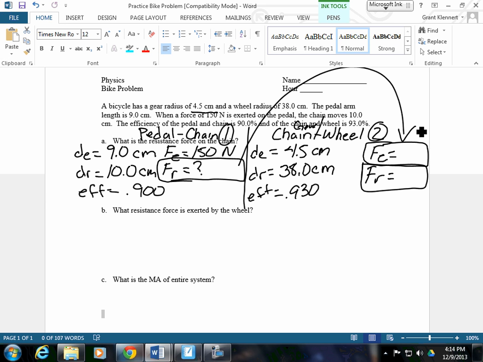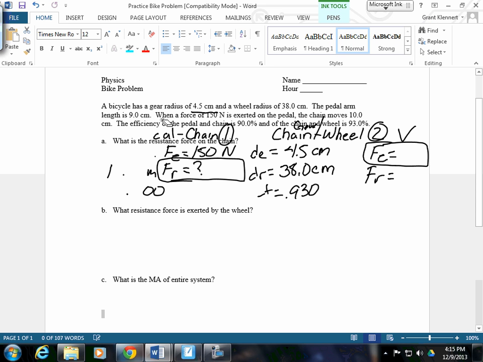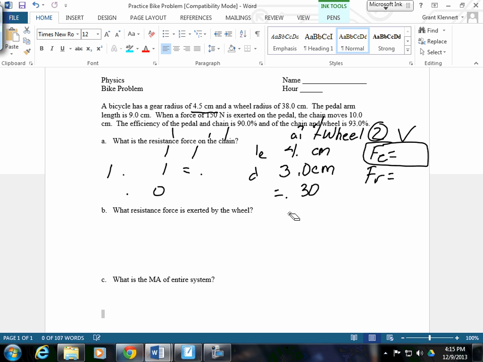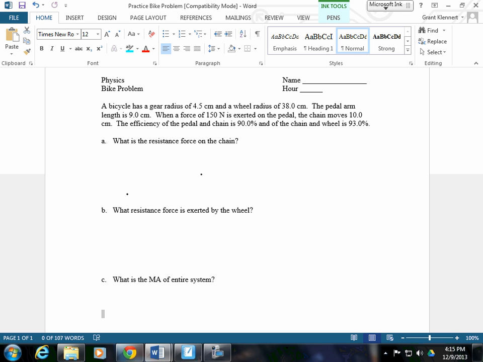So let's see what we can do to solve the first problem, A. In A, what is the resistance force on the chain? Are we trying to solve for our first resistance force or our second resistance force? We're talking about the chain. Well, remember, in our second part, the resistance is the wheel. So in our first part, the resistance is the chain, so we're trying to solve for FR1.